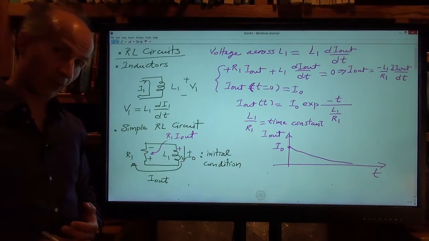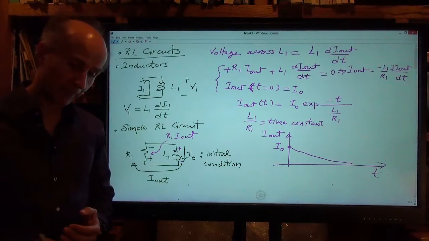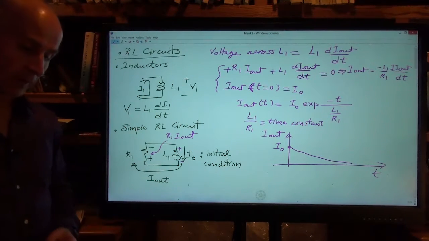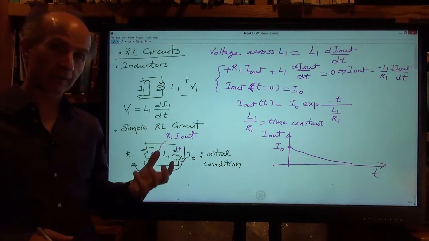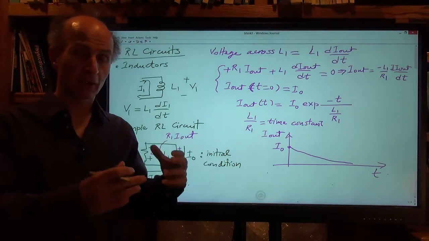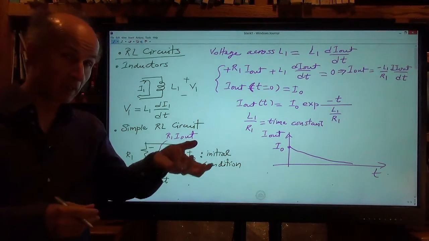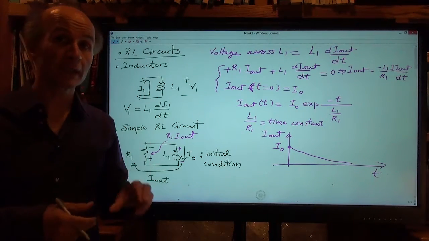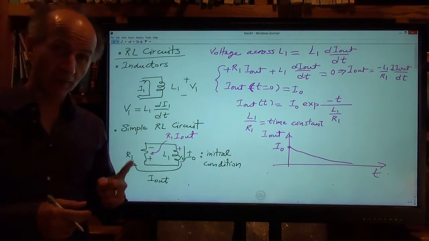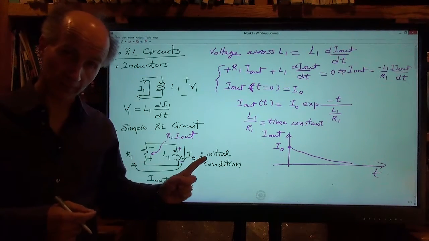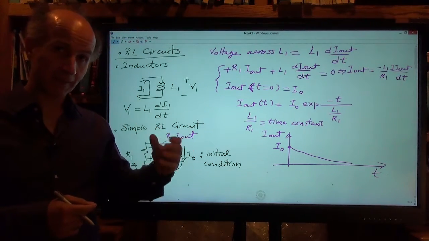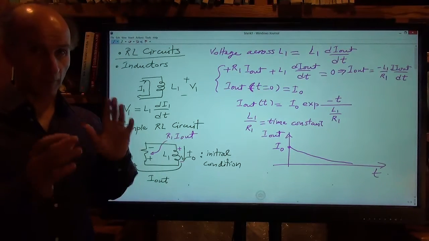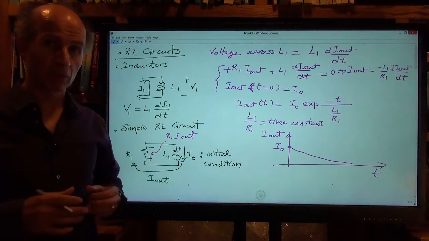All right, so this is strange. This says that the time constant depends on L1, so the larger the inductance, the longer the time constant, but it's inversely proportional to the resistance. So the larger the resistance, the shorter the time constant. That's in contrast to what we saw for RC circuits, where the larger the resistance, the larger the time constant. So you have to be careful about these two and make sure you don't confuse them.